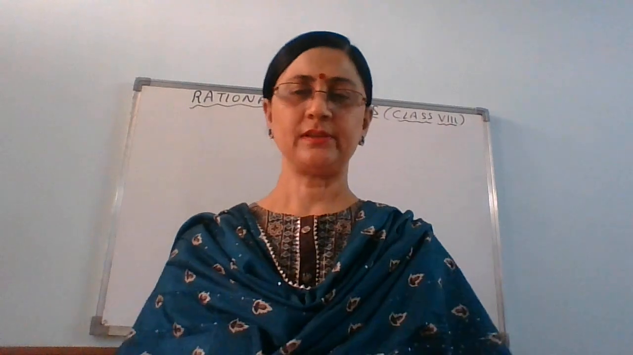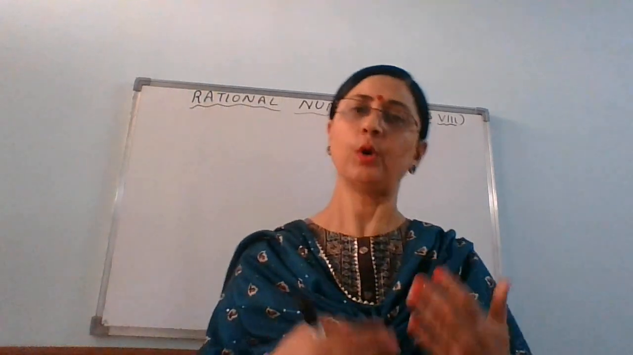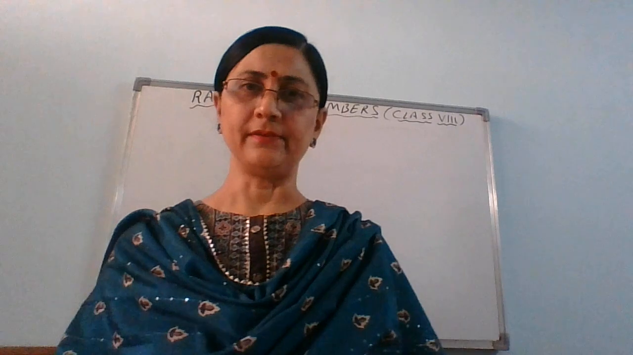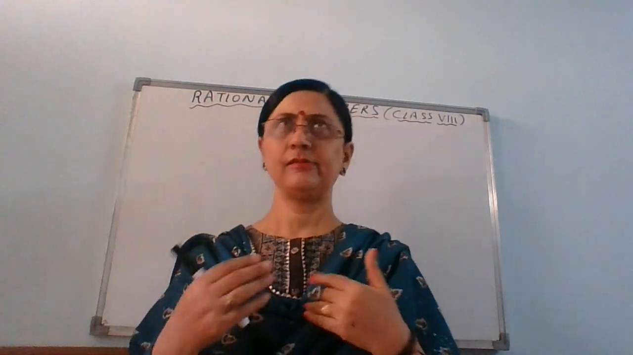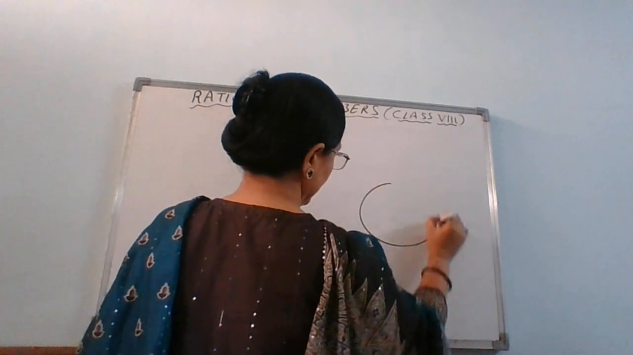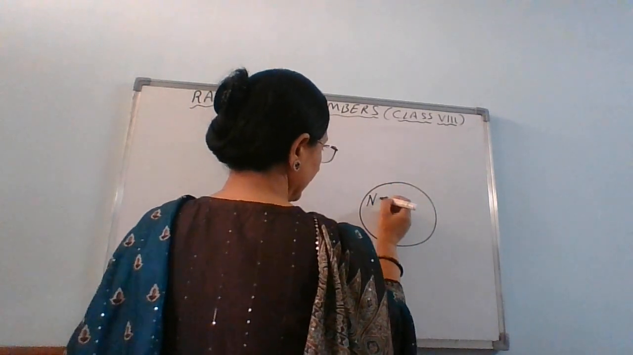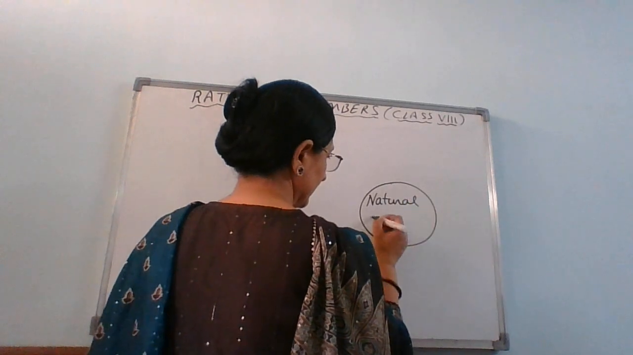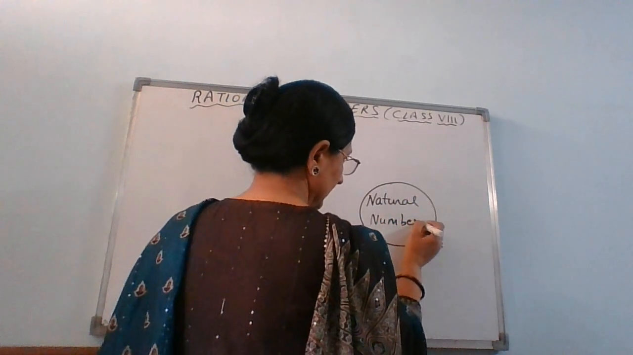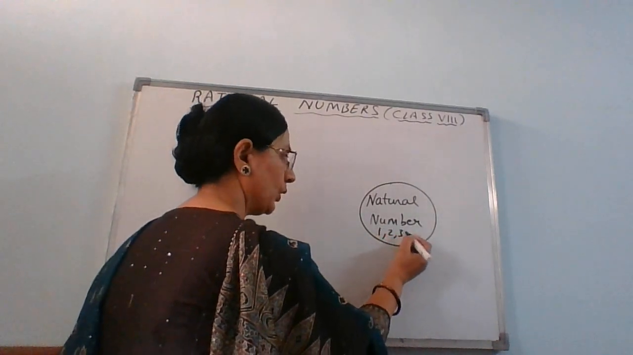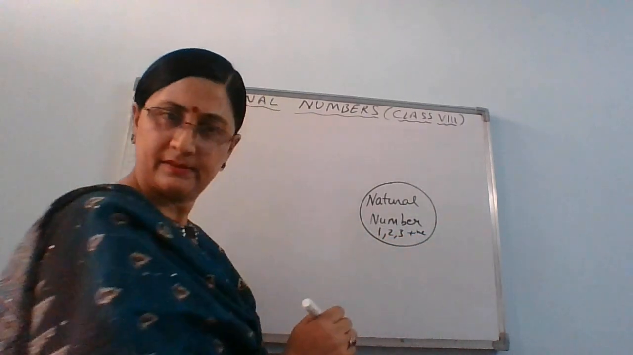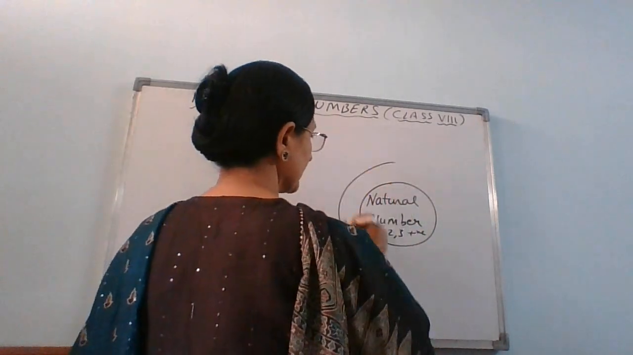Before knowing rational numbers, you should know all the other numbers which you have already studied in the previous classes like 7th, 6th, 5th, 4th. What are natural numbers? Natural numbers are the numbers which start from 1, 2, 3, all the positive numbers. Then come whole numbers.